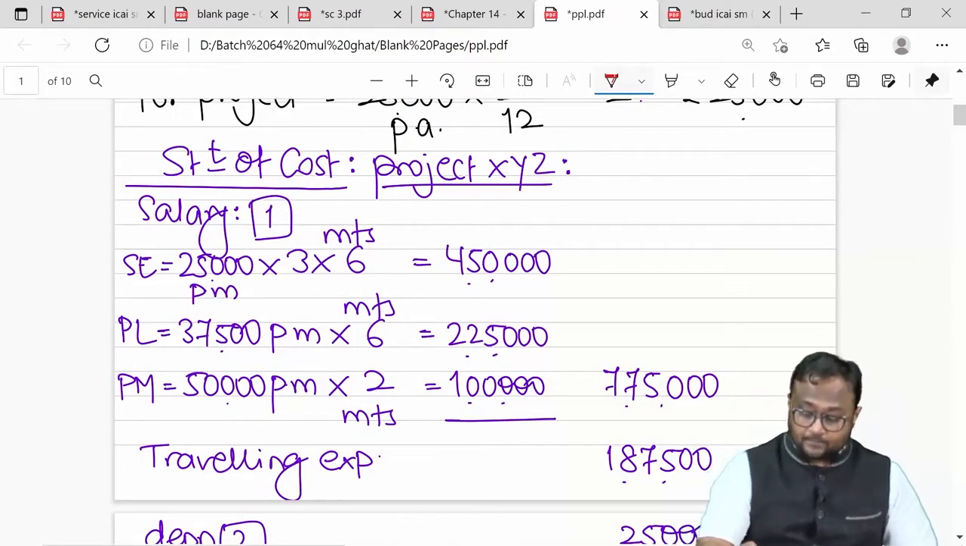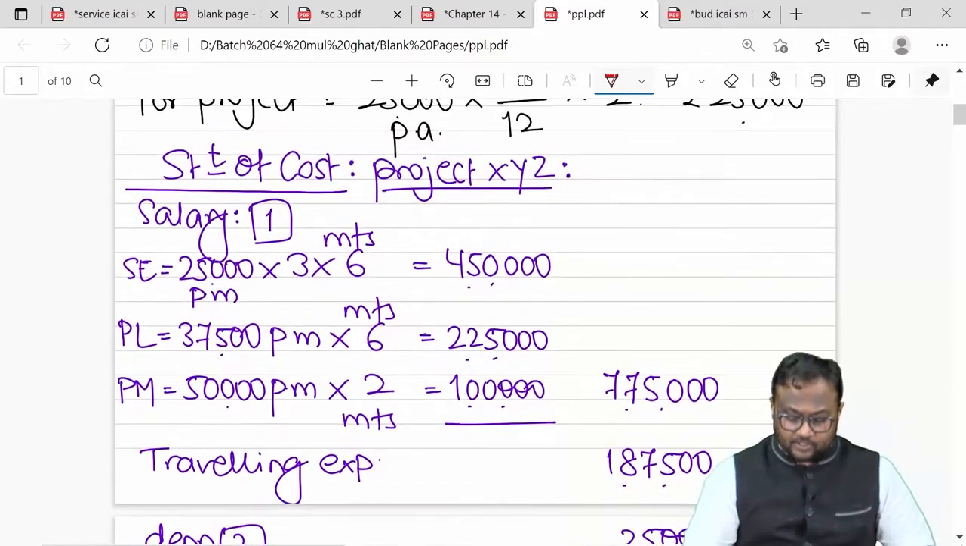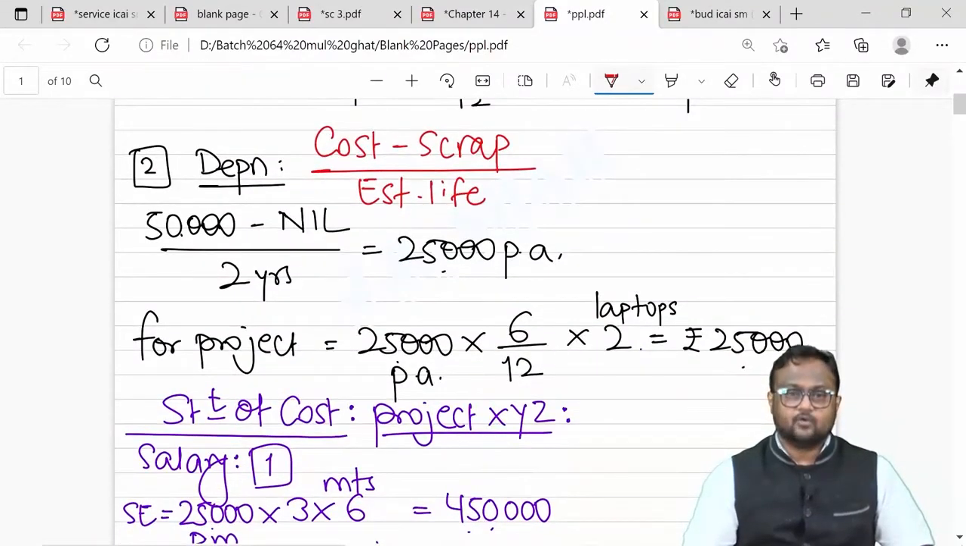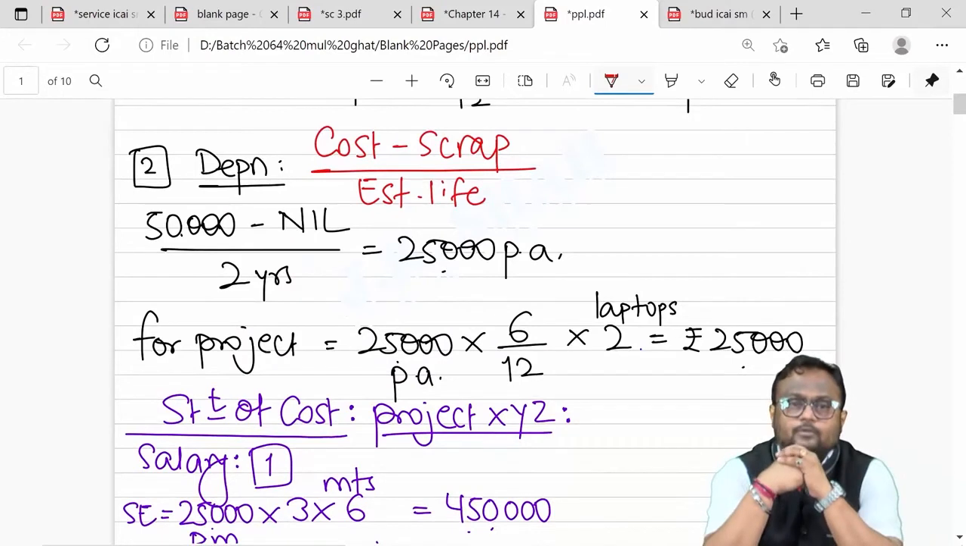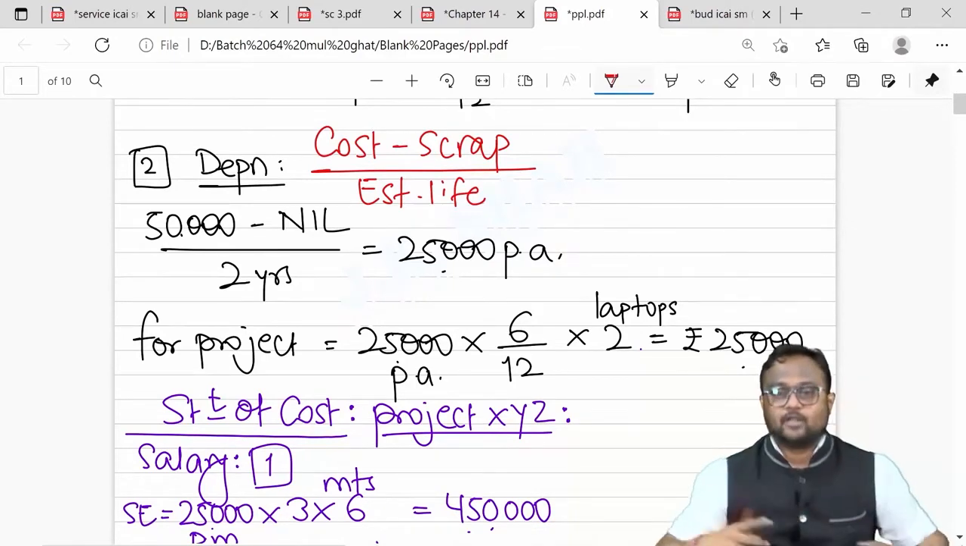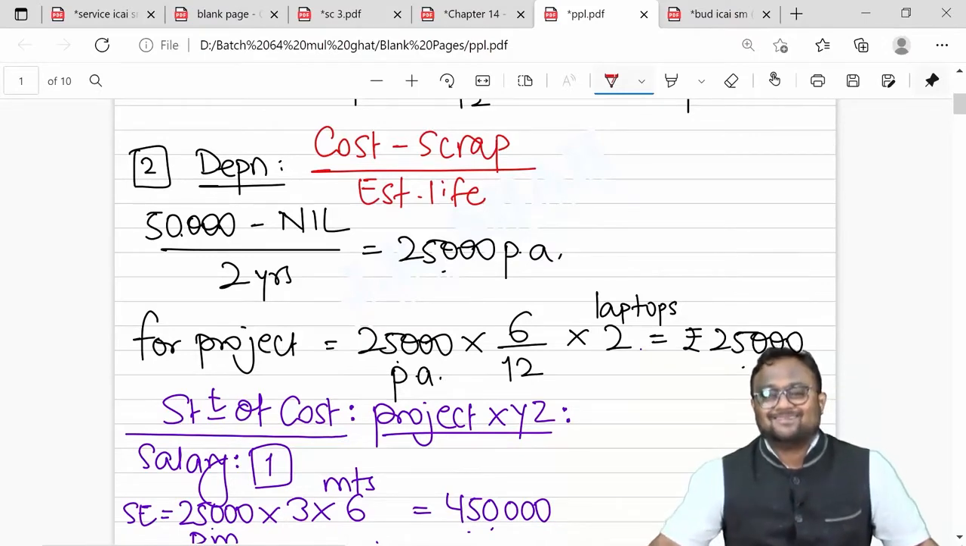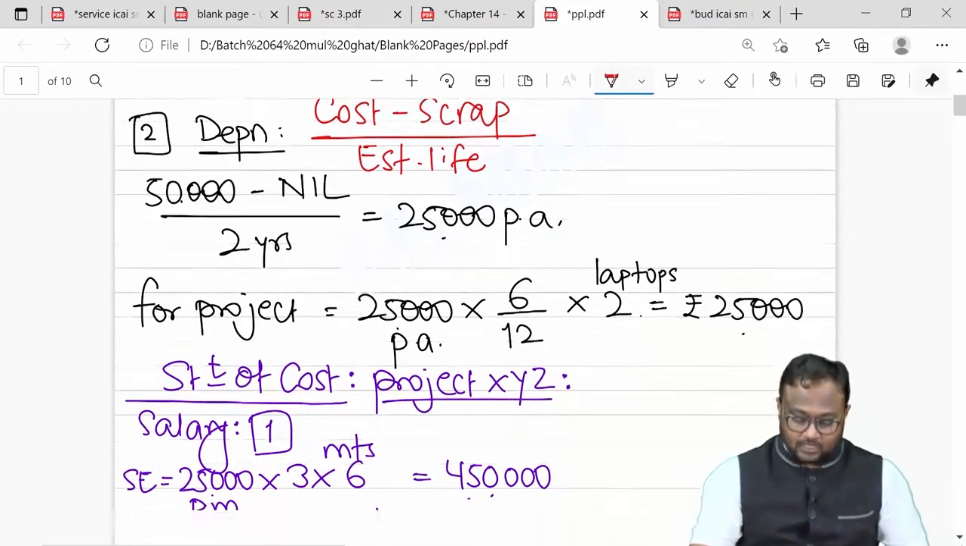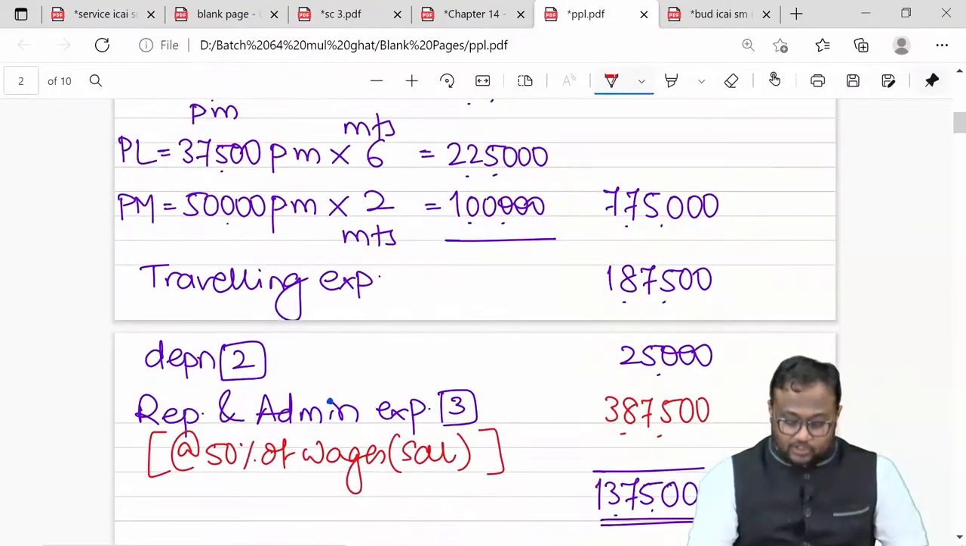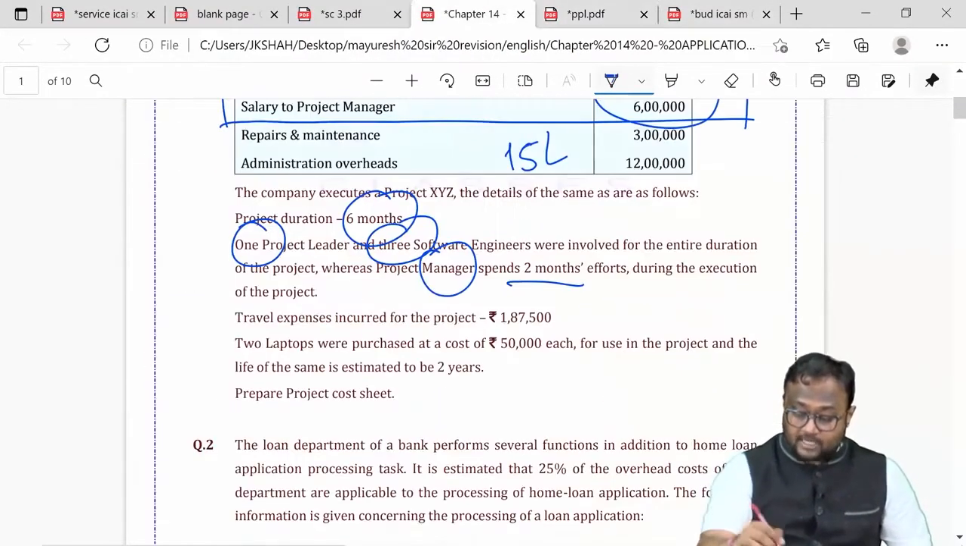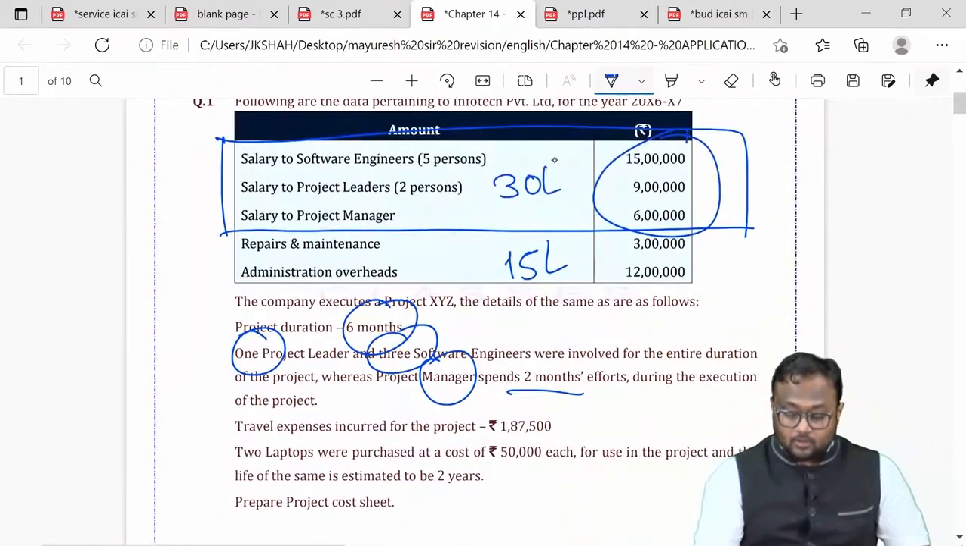And then we realized that all other expenses, traveling, depreciation, were also calculated by way of working note. 50,000 was the cost of 1 laptop. Estimated scrap value was nil, and the estimated life was 2 years. So basically it is 25,000 per annum, but we want it for 6 months. So 25,000 per annum into 6 by 12. This will give you the depreciation of 1 laptop, and we were having 2. So we are back to 25,000. That was the depreciation. Traveling expenses were charged.